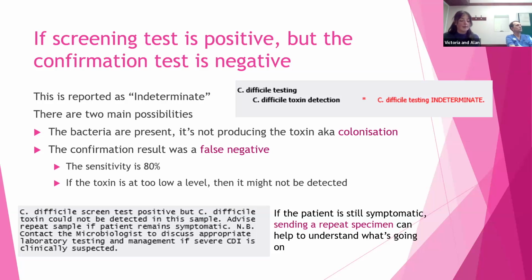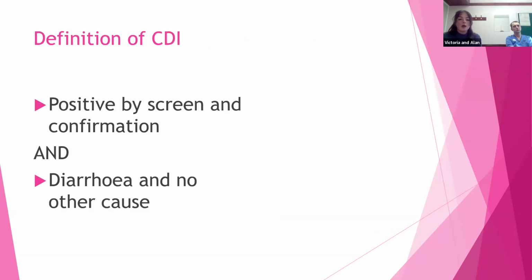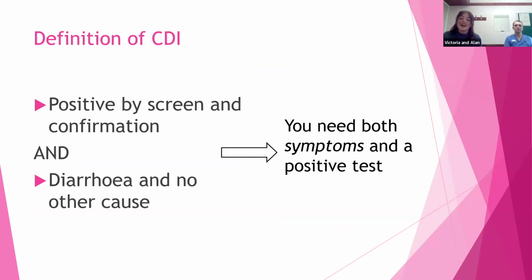And we would say, in that instance, if you review that patient and you think, actually, C. diff is still in my differential, I still think this patient might have it, we would urge you to send a second sample. And it may be on a repeat sample, that toxin is at a detectable level. So again, definition of C. diff, you require both testing and symptoms in order to confirm that it is a true case.